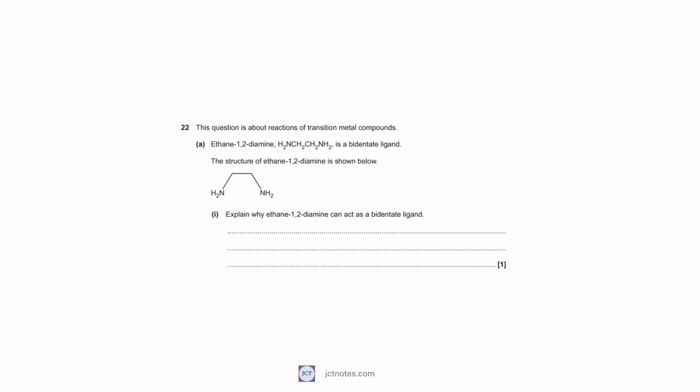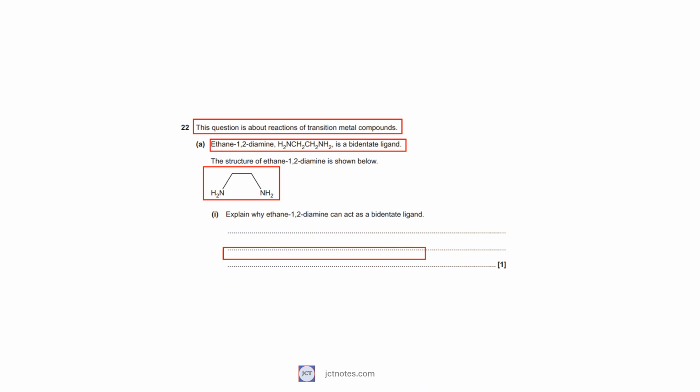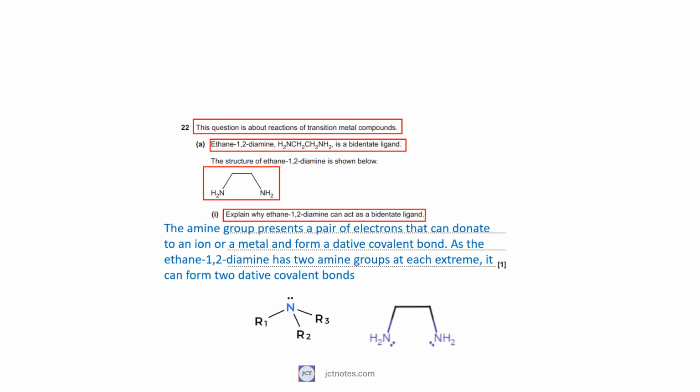Question 22 is about reactions of transition metal compounds. In part A, we are provided with the structure of ethane-1,2-diamine. In the first question, we are asked to explain why ethane-1,2-diamine can act as a bidentate ligand. The amine group presents a pair of electrons that can donate to an ion or a metal and form a dative covalent bond. As ethane-1,2-diamine has 2 amine groups at each extreme, it can form 2 dative covalent bonds.